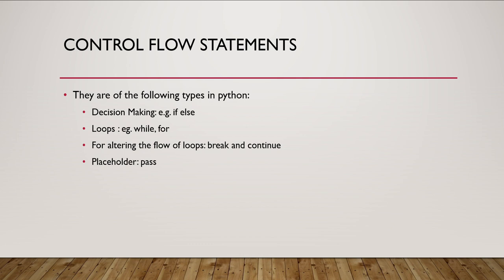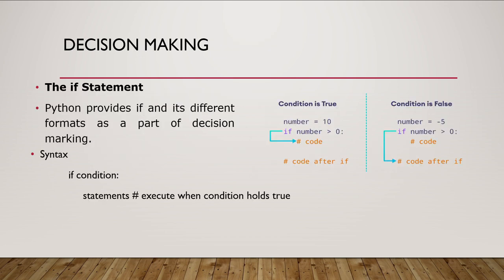So Python provides the following types of control statements. They are decision making, which comprises if and its various forms, loops like while and for, and to change the flow of execution within the loops, we can use break and continue. And then we have one which is called a placeholder, known as pass. So let us see how we can work with these statements one by one.